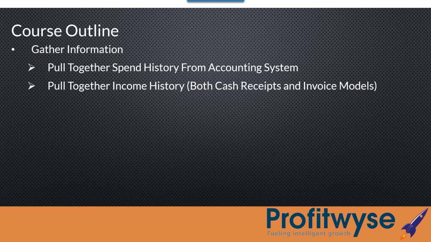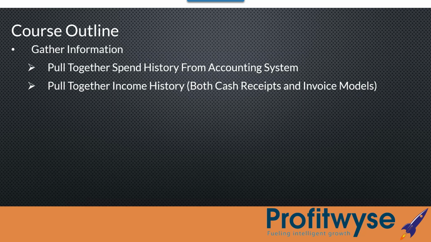Next, we're going to take a look at our income history, and we're going to talk about two different types of income models, or at least where cash receipts are coming from. You have basically two different models. You have the cash receipts model. This is where when a sale is made, cash is collected at the moment of sale. A grocery store would be an example of this, or a web store would be another example. When the sale is made, the cash is collected.